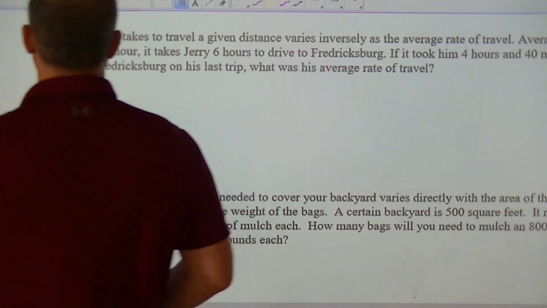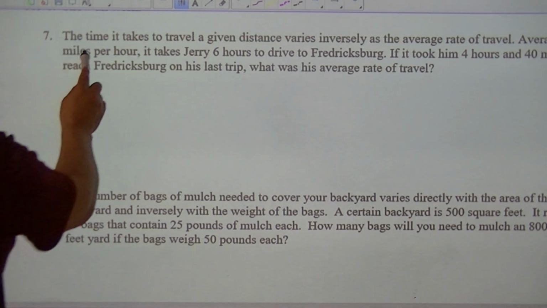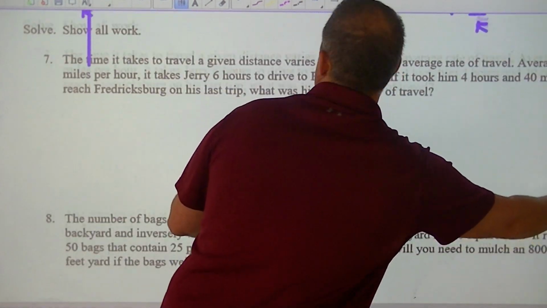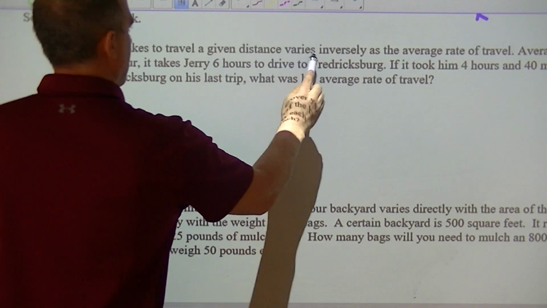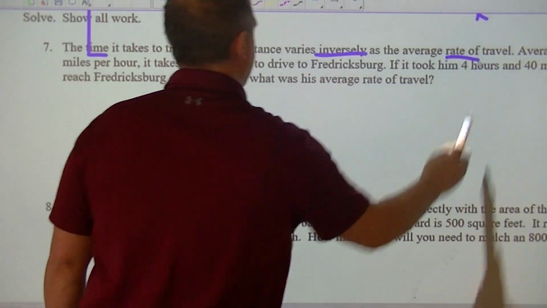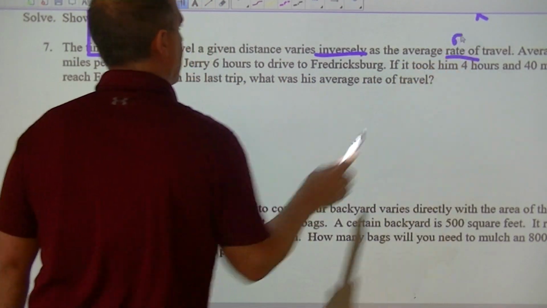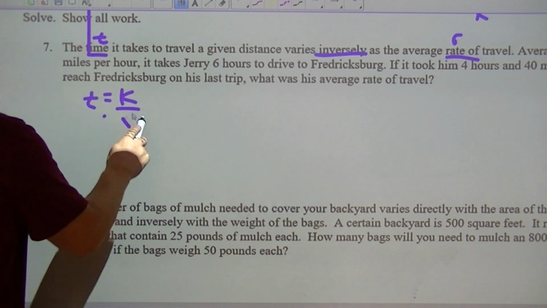So the same kind of concept here with the variation. I do time, inversely, rate. So I'm going to use T for time, R for rate. So that'd be T equals K over R.